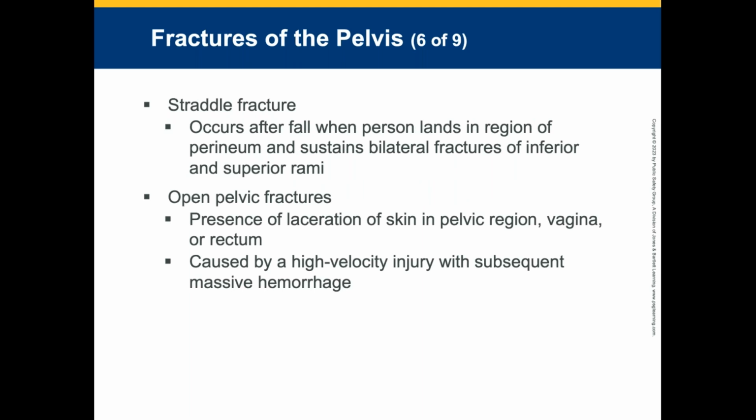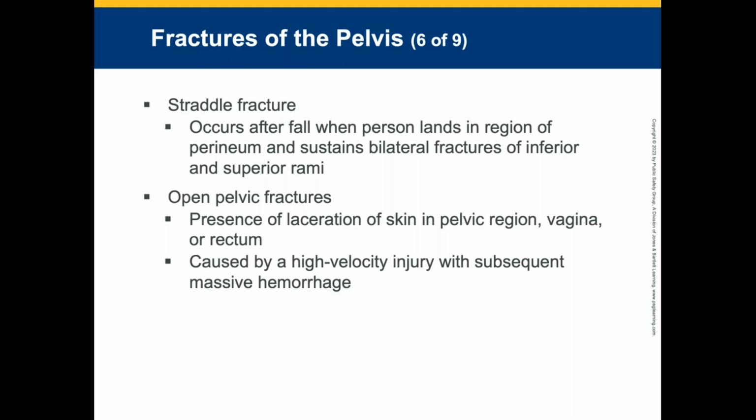The straddle fracture occurs when a person falls or lands in the region of the perineum. This is seen as bilateral fractures of the inferior and superior rami as well. It does not interfere with weight bearing, which carries a risk of associated complications.